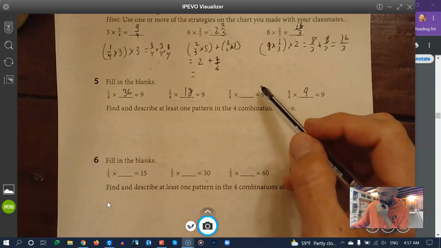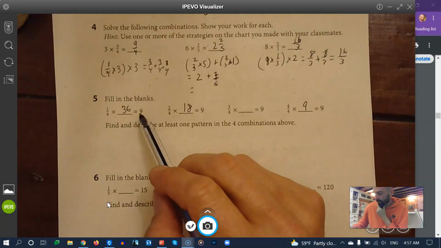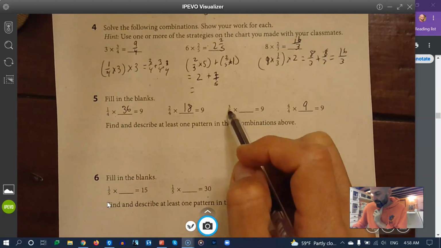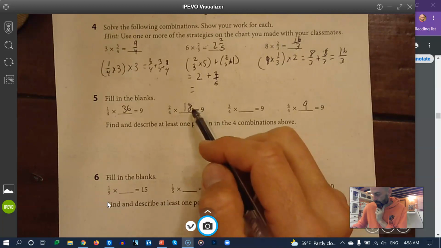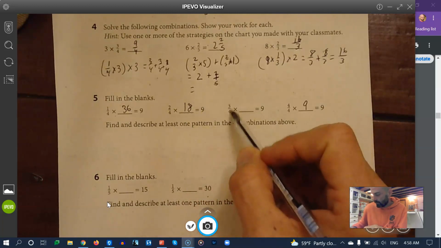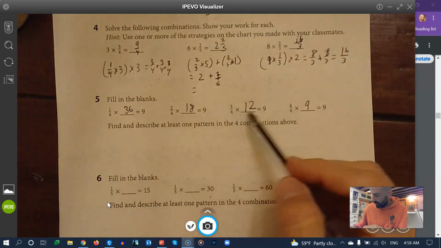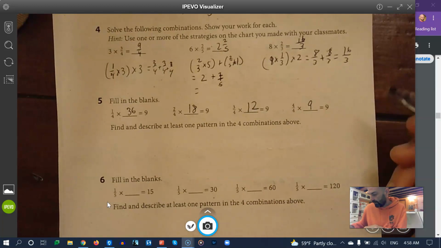3/4 of a number is 9. Well, what did I do here? I did 9 times 4. So 9 times 4 is 36 divided by 3. 9 times 4 is 36 divided by 2 is 18. 9 times 4 is 36 divided by 3 is 12. So 3/4 of 12 is 9. 1/4 of 12 is 3. 3 times, that's 9. All right, cool.